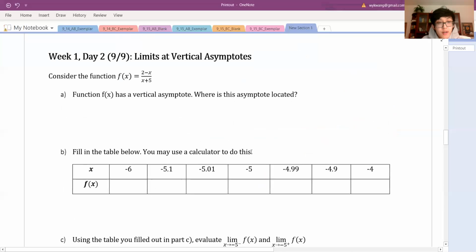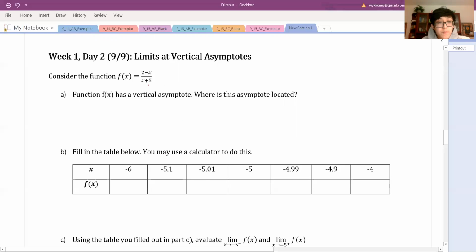Okay, now we're looking at vertical asymptotes. Vertical asymptotes might be a bit confusing, but remember, the first question: function f of x has a vertical asymptote. Where is this asymptote located? If you remember from today's lecture, September 15th, we determined where a vertical asymptote is, basically whenever the function just can't exist. And when does that happen? It happens when the denominator is equal to 0.